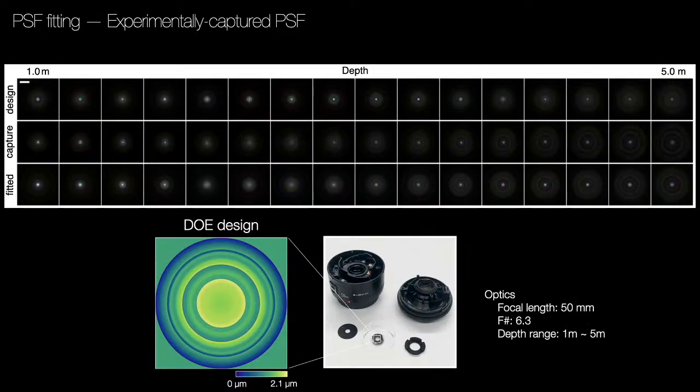So now I'd like to show the results from the prototype. We optimized a system for the depth range of 1 to 5 meters, fabricated the DOE, and mounted it on the aperture plane of the lens. The top figure shows the comparison between the designed PSF and the captured PSF, and of course there was some difference between them, so we fitted our PSF model to the captured PSF and retrained the CNN with the fitted PSF.